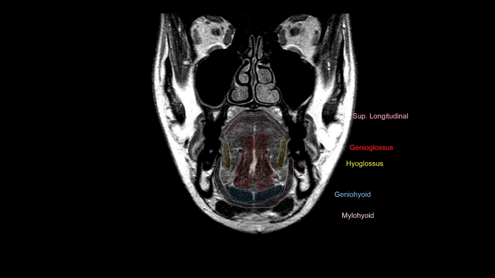Here is the mylohyoid that forms a sling holding up the tongue. The anterior digastrics are paired below the mylohyoid. Here are the bilateral sublingual glands situated lateral to the genioglossus. And here's another important structure. You can see the flow void of the lingual artery.